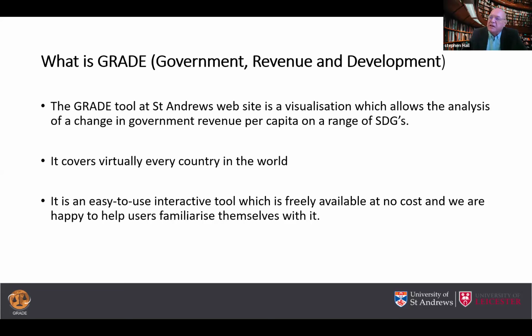It covers virtually every country in the world. It's an easy to use interactive tool, which is freely available at no cost to any of you. And I should say that we're happy to help users who are not too familiar with this tool to get into it and to come to understand exactly how to use it.